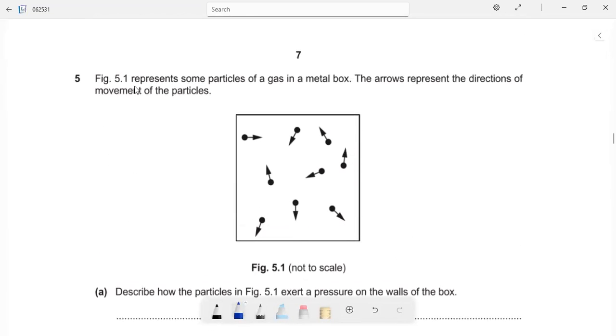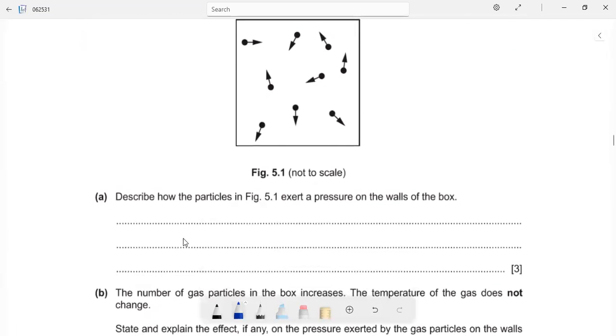Next, figure 5.1 represents some particles of gas in a metal box. The arrows represent the direction of movement of the particles. Describe how the particles exert a pressure on the walls of the box.